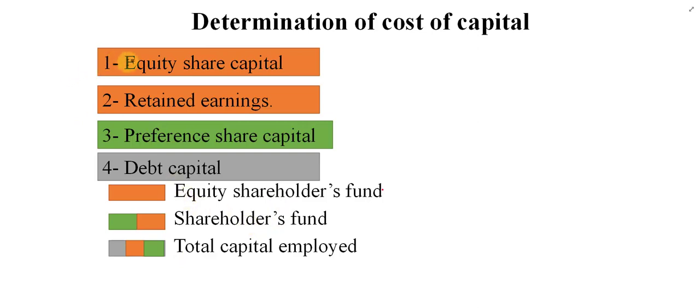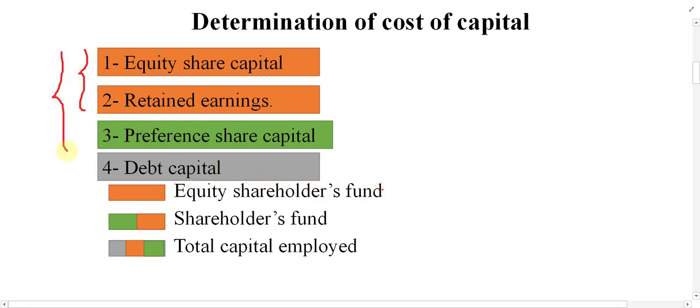So first you have to find out for equity. Also, you need to find out cost for retained earning, for preference, and for debt. Then you can find out the average cost of capital for the business. Equity and retained earning is called equity shareholder fund. It means if you combine these two sources of fund in the business, we can call it equity shareholder fund, right? If you combine the third one as well, it means you combine equity, retained earning, and preference. This is called shareholder fund.